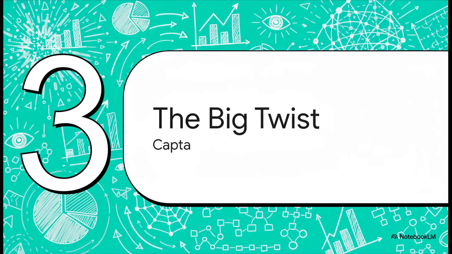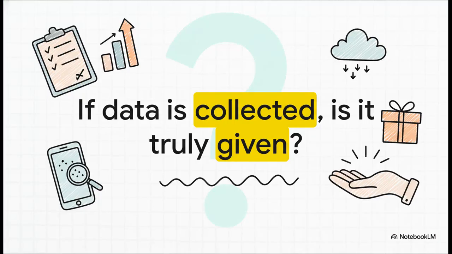Okay, but here comes the big twist. This is the part of the story that's going to change how you look at every single chart, every statistic, and every algorithm you see from now on. So let's just stop and think about this for a sec. If data is now something we actively collect, with surveys and sensors and by tracking clicks, can we really keep calling it something given? The original meaning just doesn't fit anymore, does it?